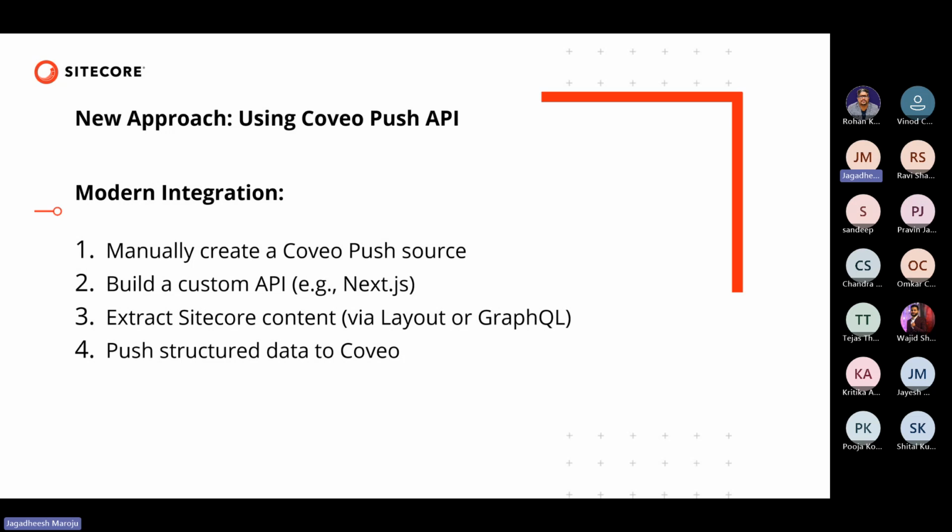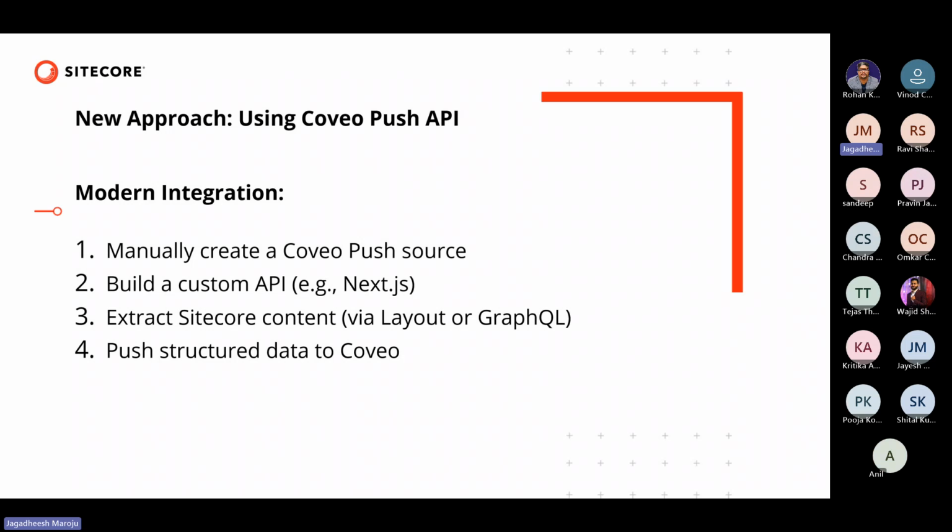And then push it to the Coveo push source. And how will it extract the Sitecore content? For that, we can use the layout service or GraphQL to get exactly what we want from Sitecore and push it to Coveo. And finally, this is the process: from Sitecore, you pull the content using a layout service and then push the content to Coveo.